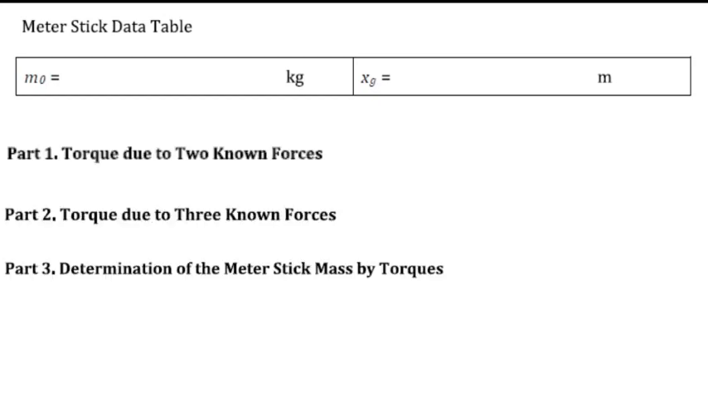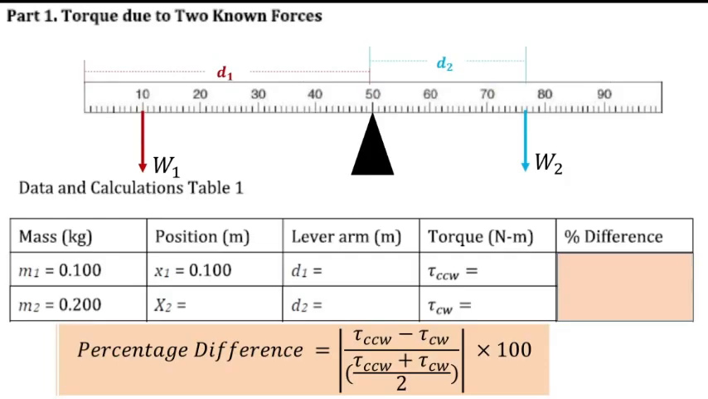Okay, so we will do 3 procedures for this experiment. For part 1, we will determine the torque due to 2 known forces. For part 2, we will determine the torque due to 3 known forces. And for part 3, we will determine the torque of the meter stick mass by torques. For part 1, we are finding the torque due to 2 known forces. So we will find the position of x2. Please look at the video of the experiment to find x2. From its position, you will also determine where the pivot is in that experiment. So you will get the lever arm D1. So this is the position of the pivot based on the experiment to weight 1.